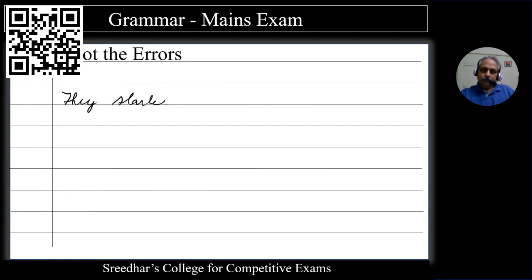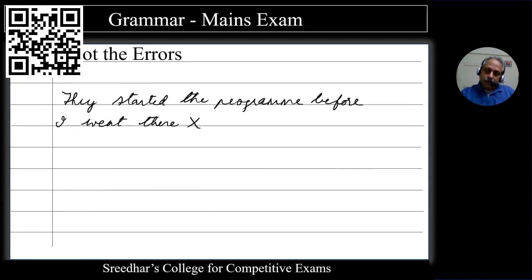Let us go to past perfect. They started the program before I went there. This is wrong. Why is it wrong? There are two actions that happened in the past, one after the other. Then, for the first action, we should use past perfect. For the second action, we should use past tense. I went there, nothing wrong with this part, but they started is not correct. It should be, they had started the program. This is a clue. Before I went there.